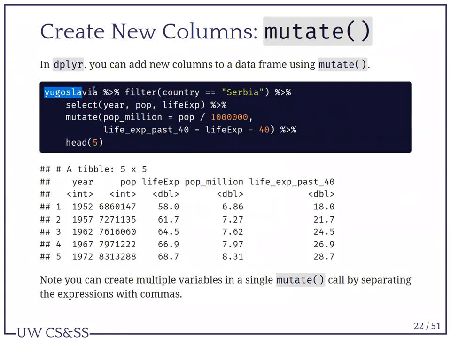For instance, we can take the Yugoslavia data and then filter country equals Serbia, and then select the year, pop, and life exp columns, and then mutate pop million is equal to pop divided by 1 followed by 6 zeros, and life exp past 40 equals life exp minus 40. And then we look at the first 5 rows and we see that our new columns are here, and they're in the order that they were created from left to right.